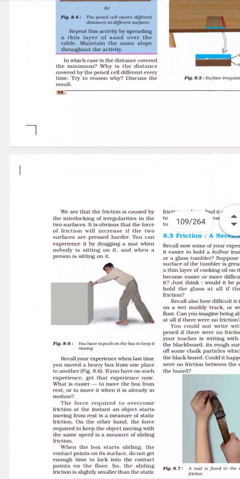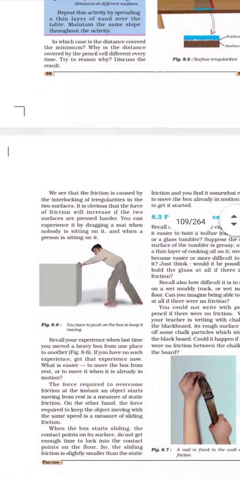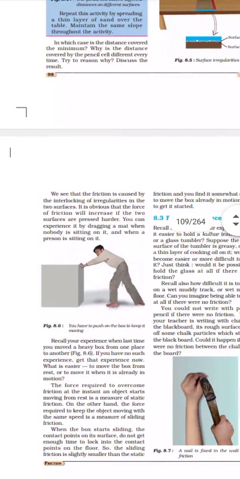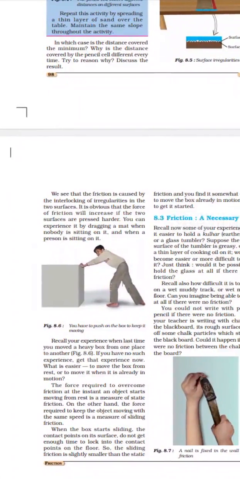We know that friction is caused by interlocking of irregularities in the two surfaces. It is obvious that the force of friction will increase if two surfaces are pressed harder. You can experience it by dragging a mat when nobody is sitting on it or when a person is sitting on it.